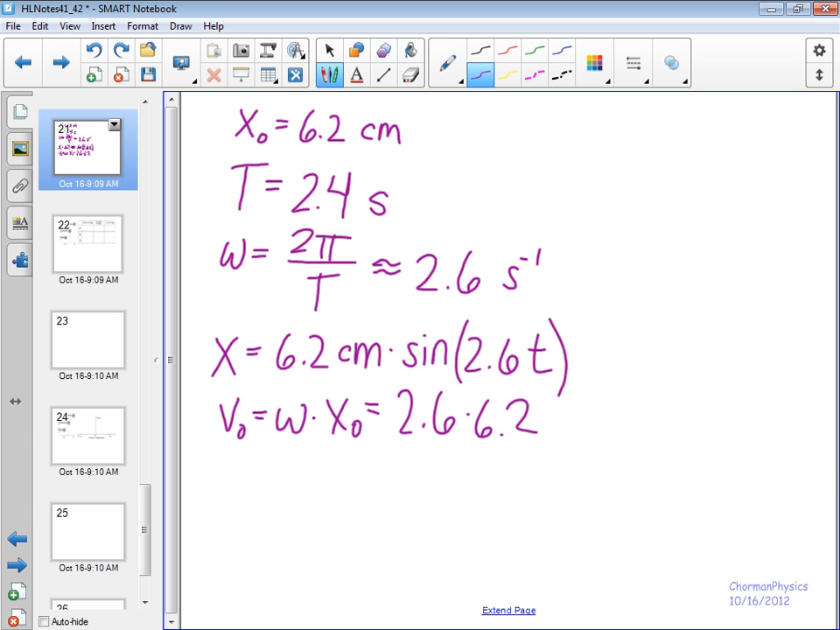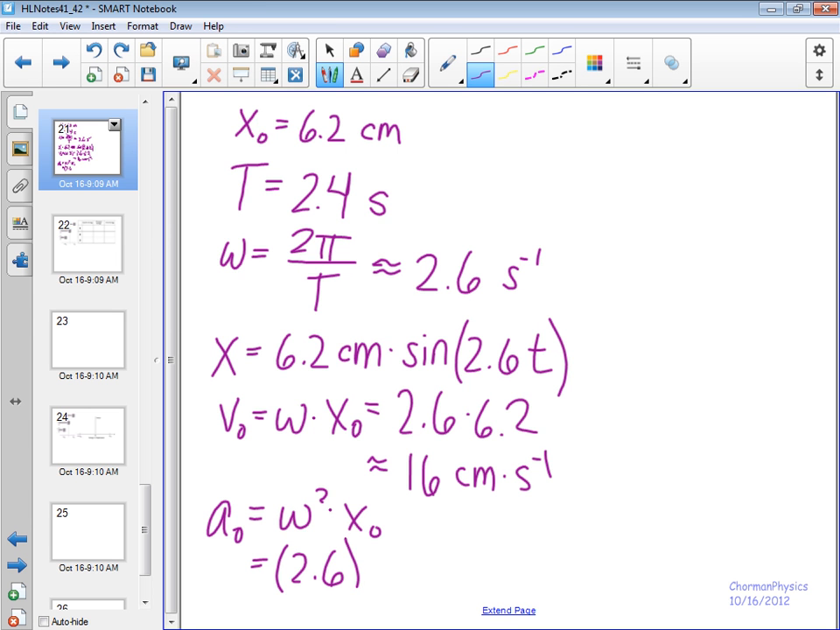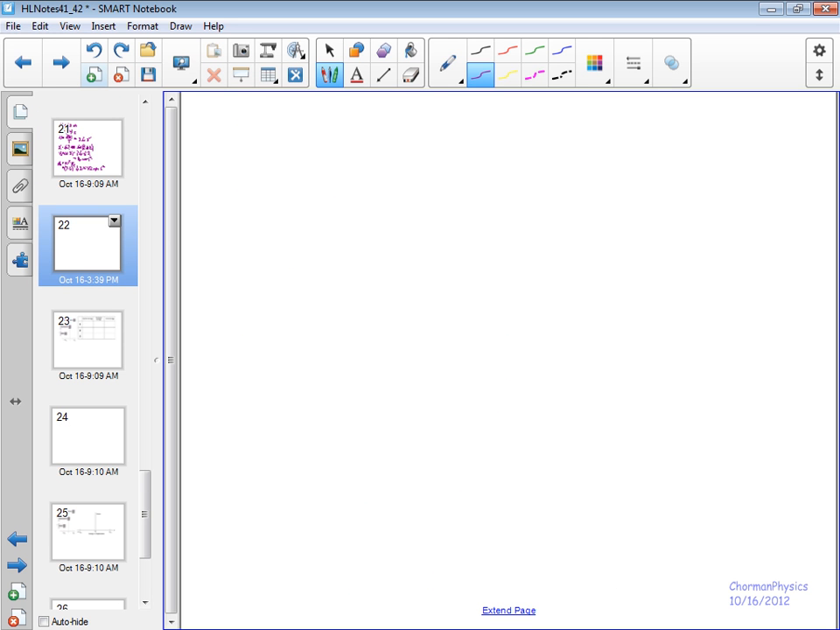Okay, the maximum velocity v naught is just equal to omega times x naught, which is going to be equal to 2.6 radians per second times 6.2 centimeters, and that is approximately 16 centimeters a second. And then we get the maximum acceleration as well. It's going to be omega squared times x naught. Plug in these values, and this guy is accelerating at 42 centimeters per second squared. All right, so high acceleration whenever we're dealing with these functions.